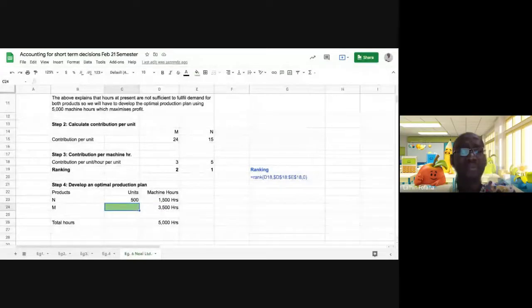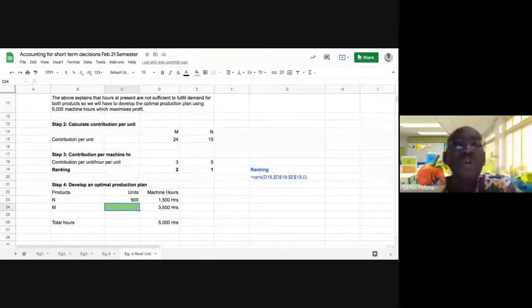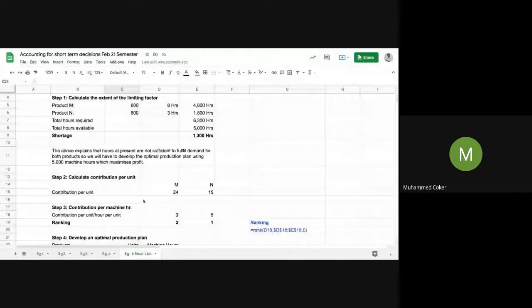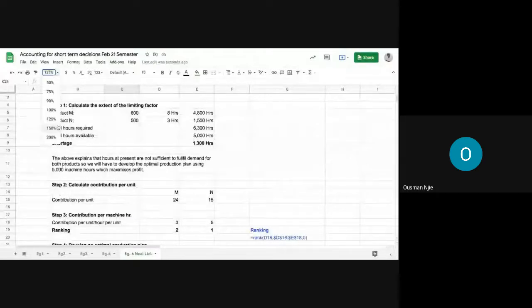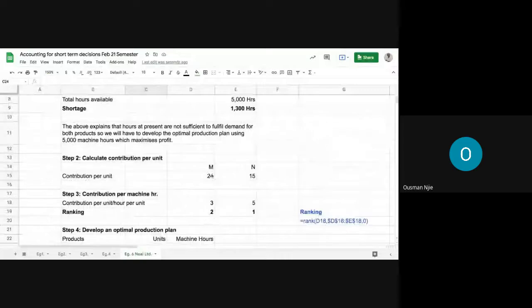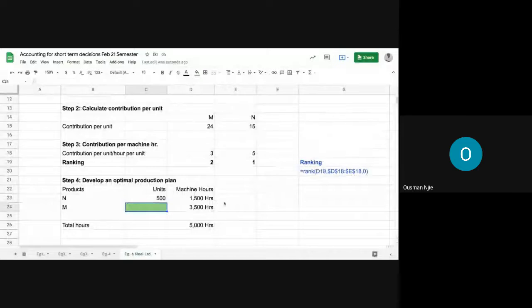Okay. Why divide by 8? Because we want to know the number of units for M that we are able to produce. But my question is, why are you dividing it by 8? Because it is 8 hours that makes it 4,800. So if it is 3,500, which is in short supply, which we can supply from that 4,800, I think we need to know how many units the 3,500 can produce. Okay, fine. I've heard you.